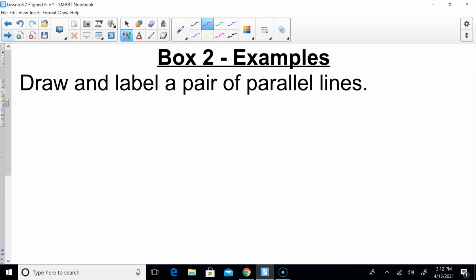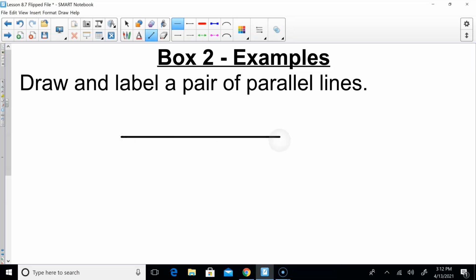So right now I want you to write down box number 2, the examples. Draw and label a pair of parallel lines. I'm going to use a ruler, obviously the best tool, to make good lines. I'm going to go straight across, that's one line. And I'm going to draw another line straight across, and those are parallel to each other.